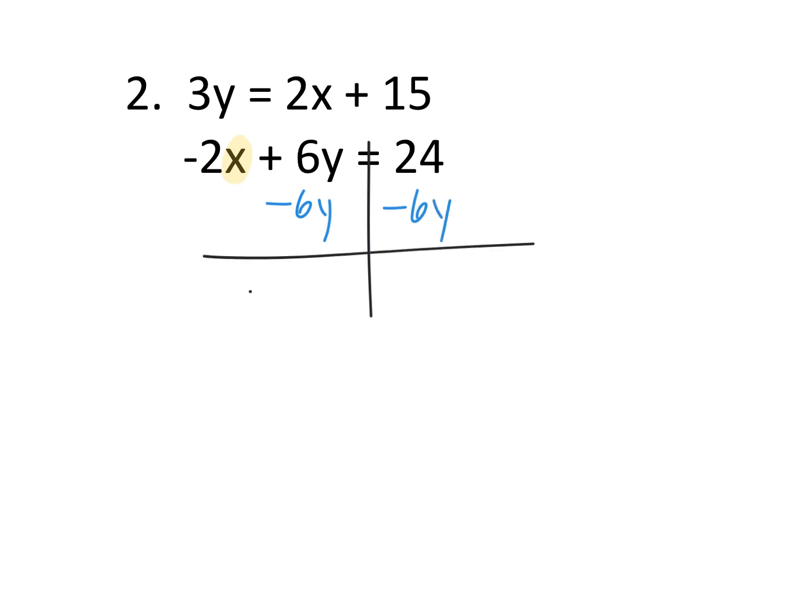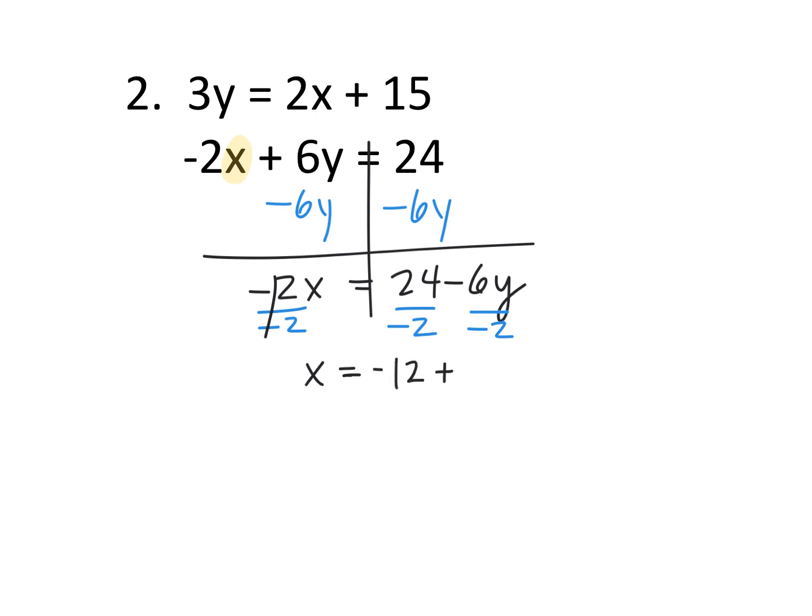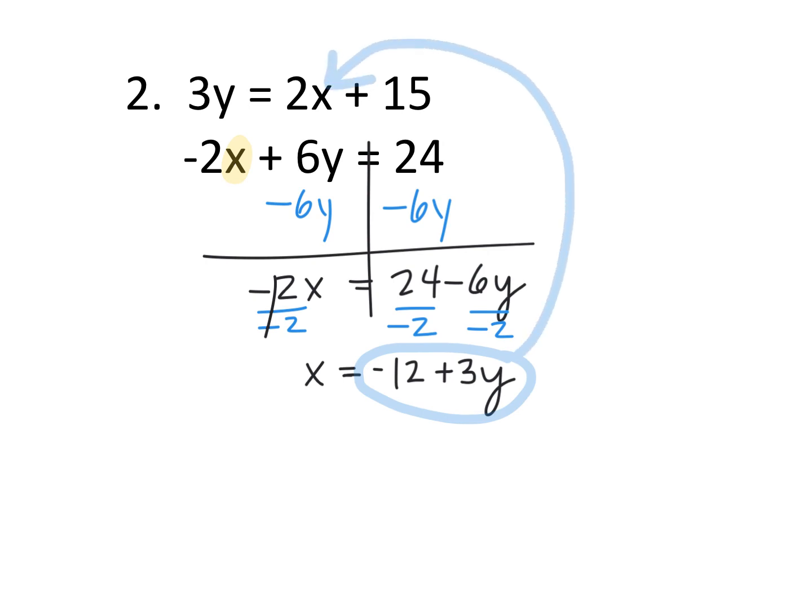So we get -2x equals 24 minus 6y. And now what do I do with the -2? Divide. Remember, you're dividing everything by -2. So that x equals -12 plus 3y. We are doing substitution, which means to replace. So where are we gonna put it? X. It's what x equals to, so it goes in the other equation in the x spot.